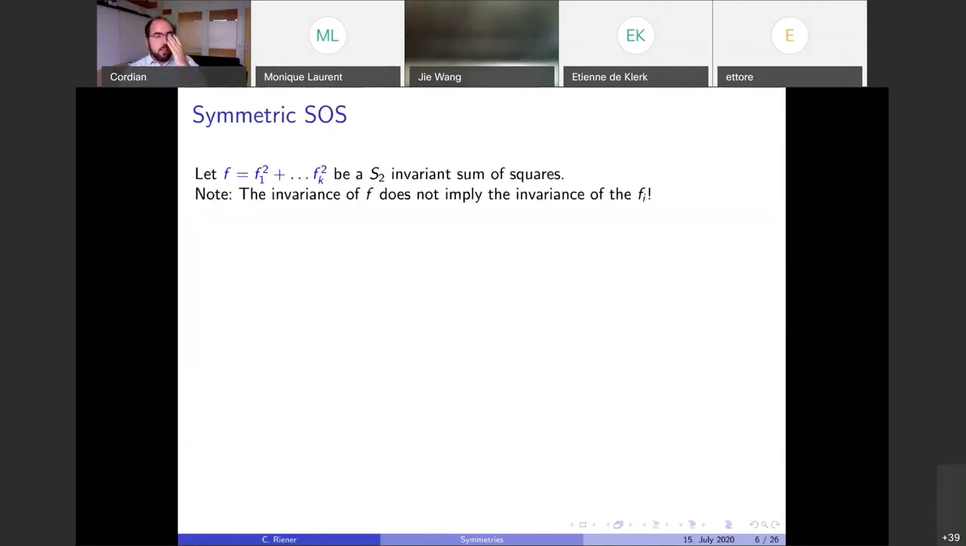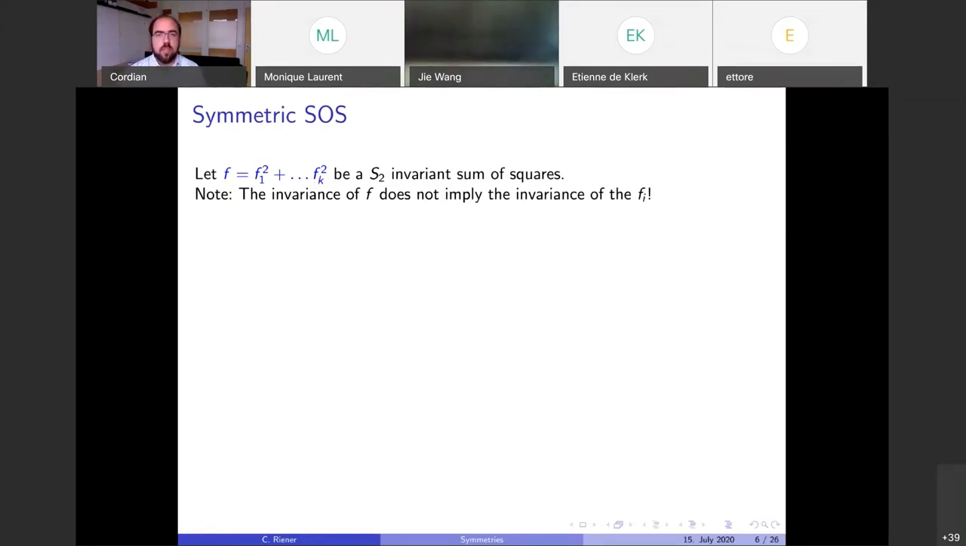So let's look at our polynomial f, and let's assume that f is a sum of squares, so that f can be written as f1 squared plus up to fk squared. And f is supposed to be S2 invariant, okay? So the first thing one might be tempted to hope for is, of course, that because f is invariant, all the fi's themselves are already invariant.